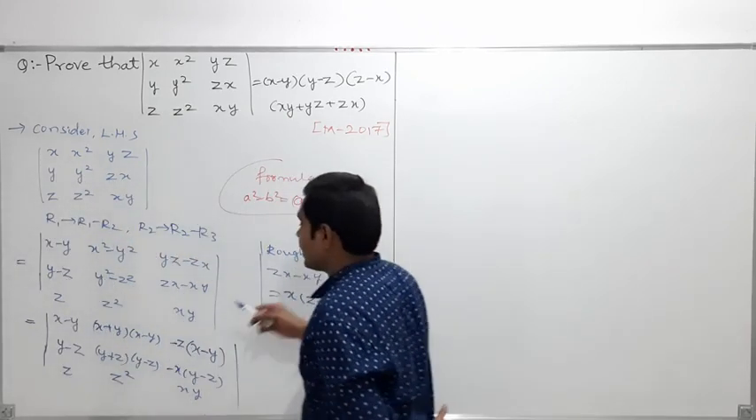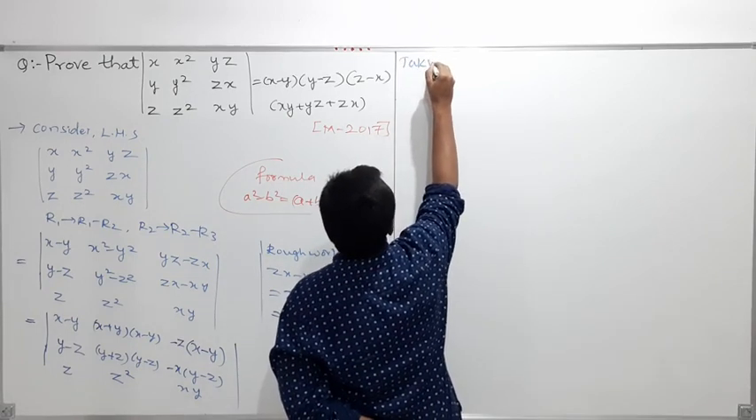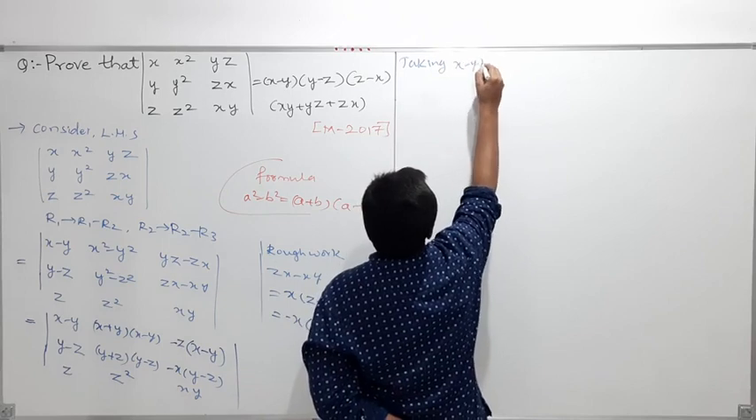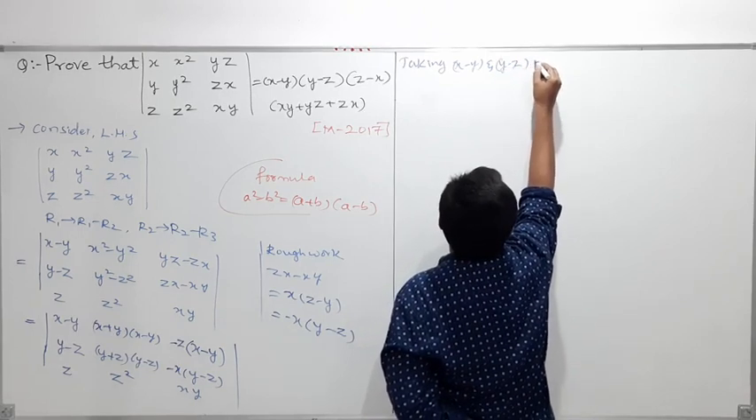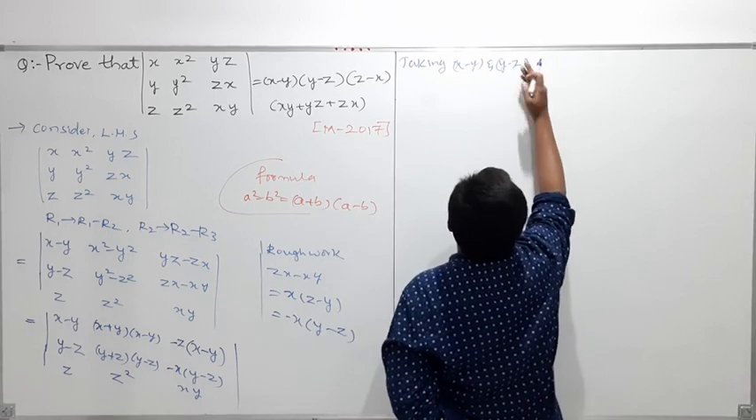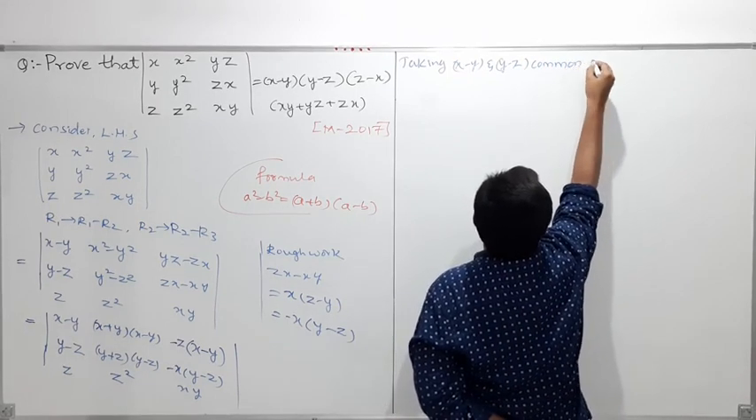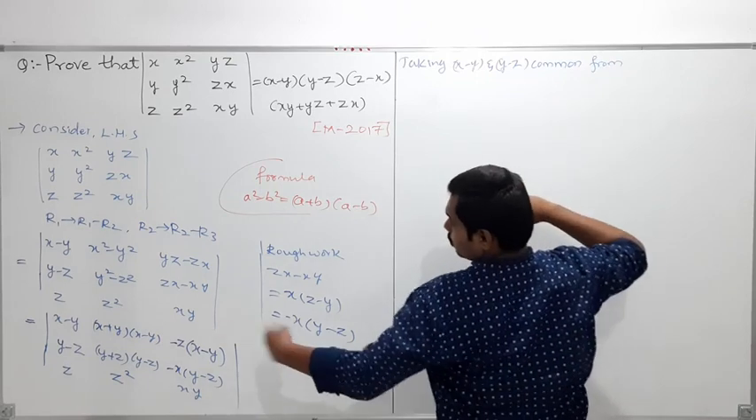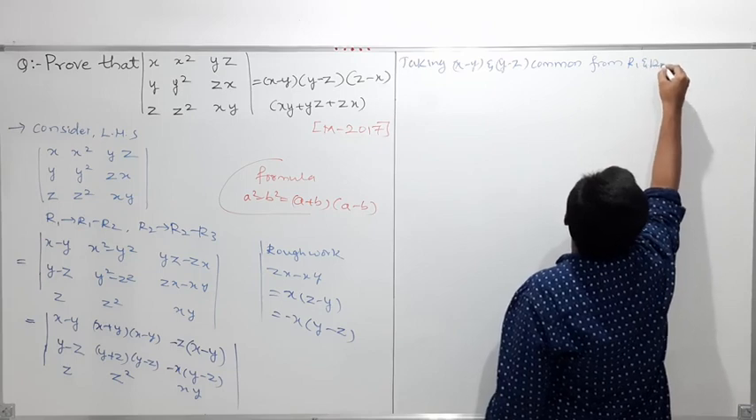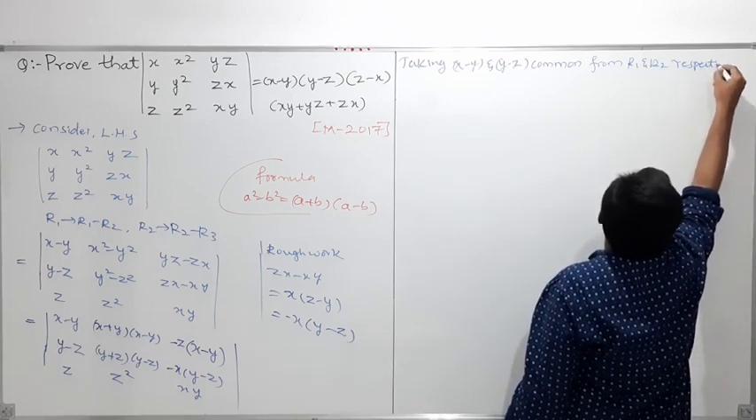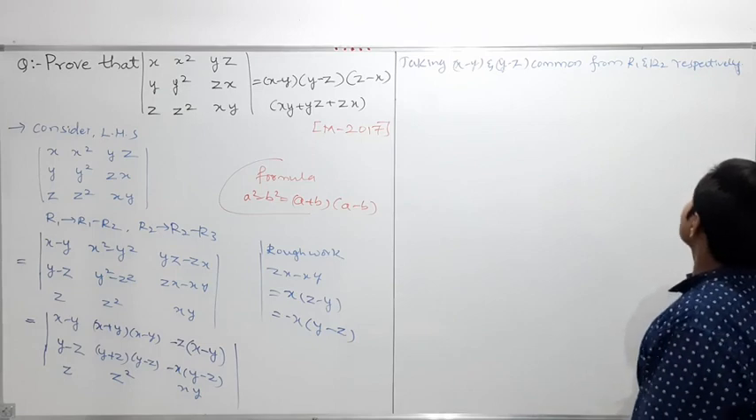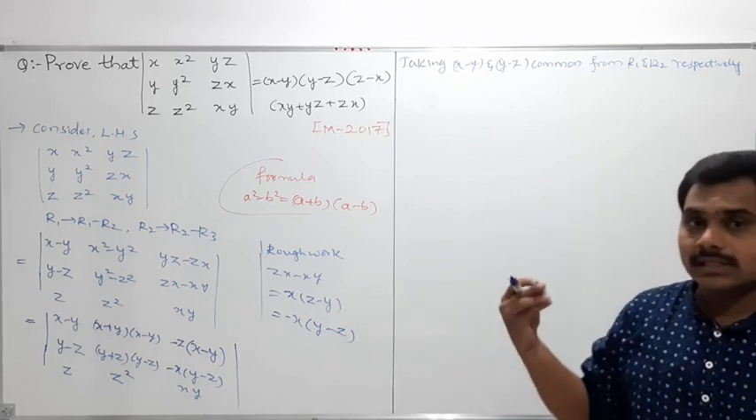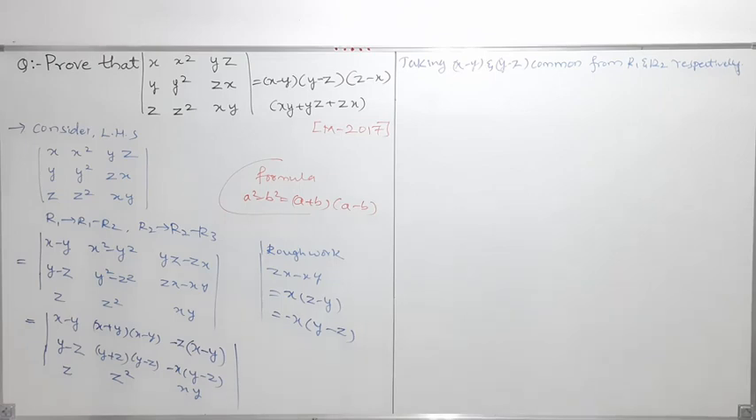Clear? So now from this I am writing, taking x minus y and y minus z common from row 1 and row 2. Let me see whether it is visible to you or not. Yes, it's visible to you. So now my students, I'll continue here.